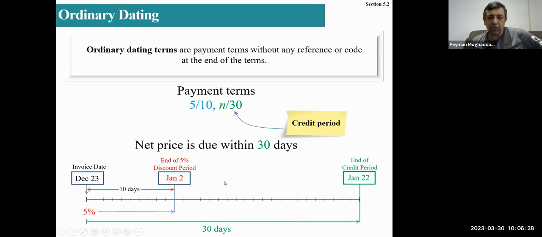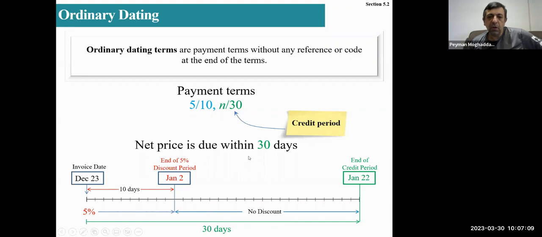So you can use the financial calculator to know which day it's going to be, right? In this case, it's going to be January 2nd. After you add 30 days, it's going to be January 22nd, okay? So within the 10 days, from December 23rd, the invoice date, to January 2, you get a 5% discount on the invoice, and from January 2 to January 22, you have to pay the net price. So no discount, okay?